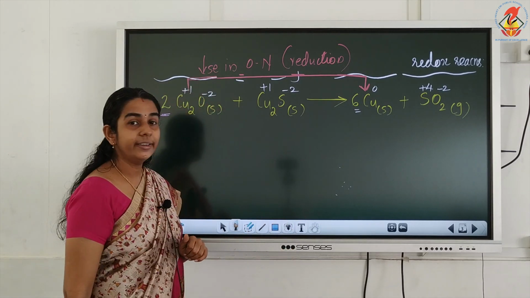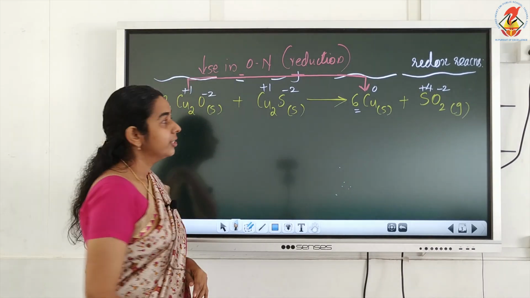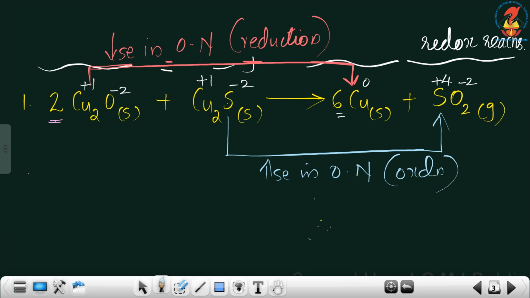Sulfur on the left hand side it is -2, but on the right hand side it is +4. So what is the change in oxidation number of sulfur? If one arrow you are drawing on the top, the next one we can draw at the bottom. So sulfur, what happens? -2 becomes +4. -2 to +4 means there is an increase in oxidation number. An increase in oxidation number represents oxidation. So sulfur is undergoing oxidation.